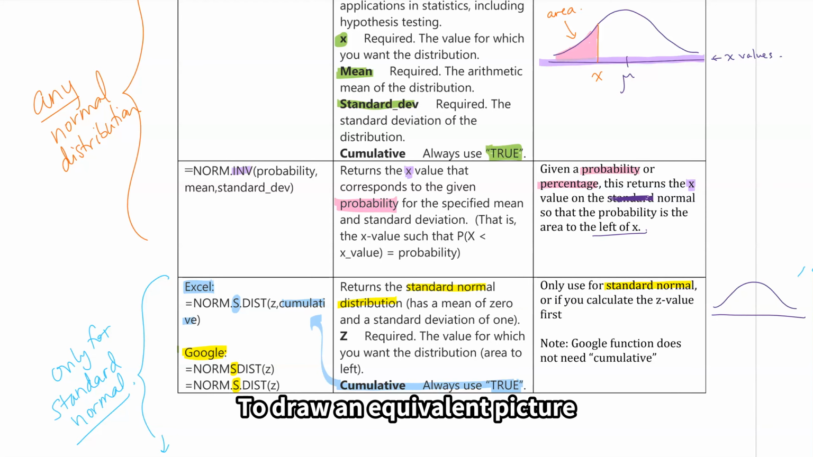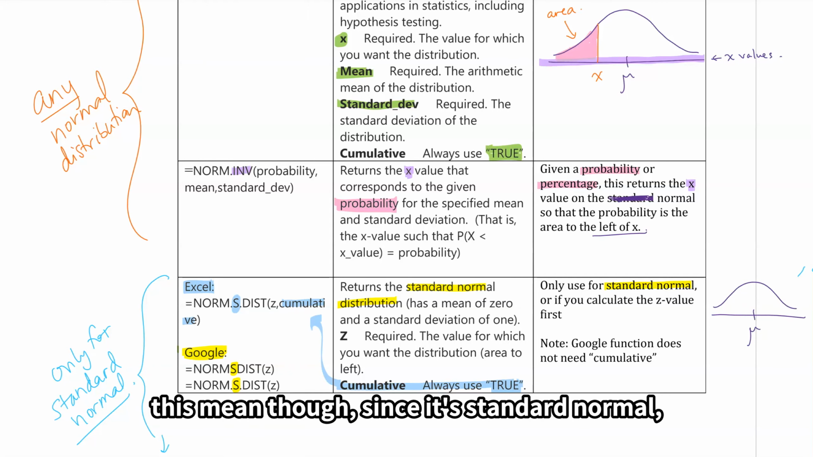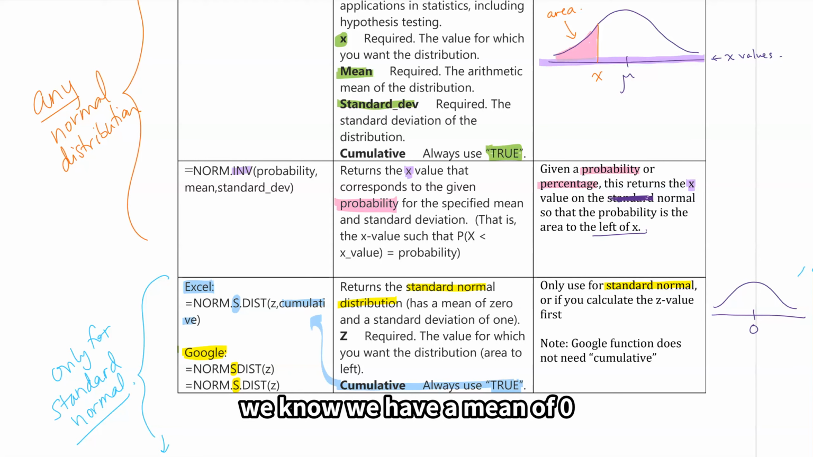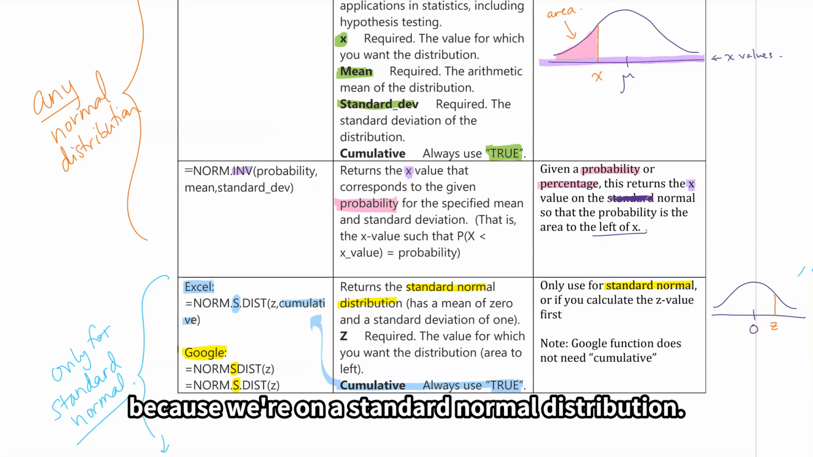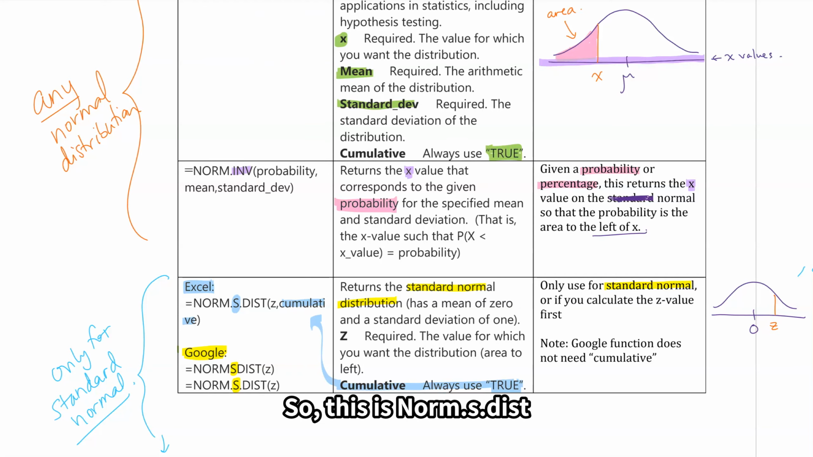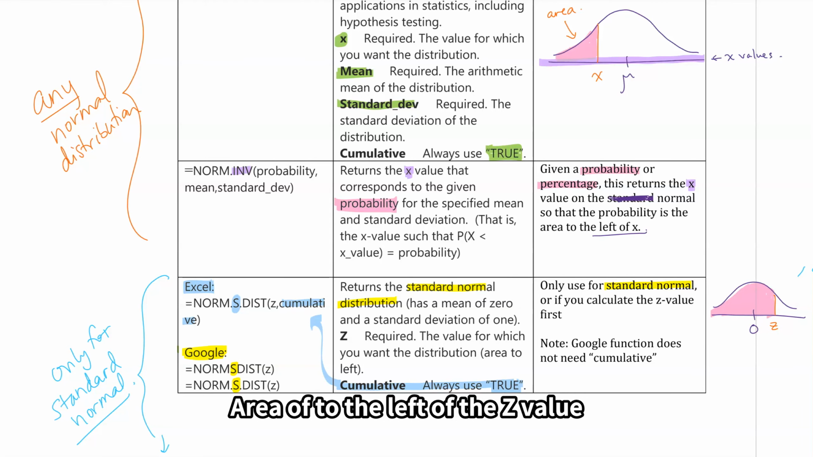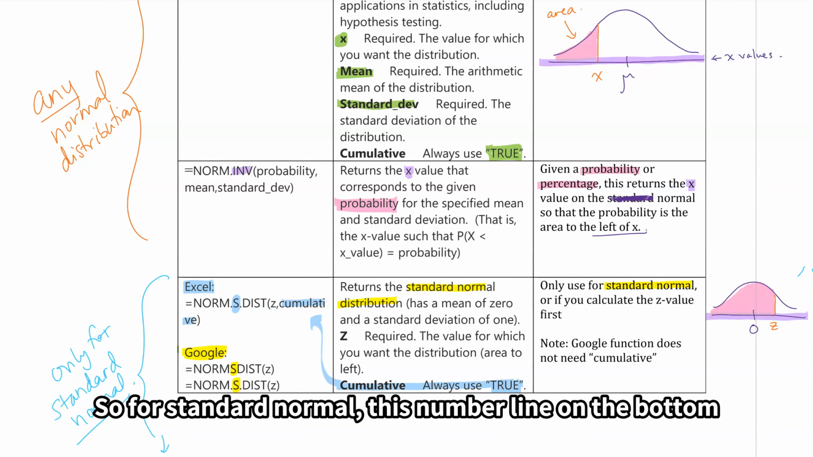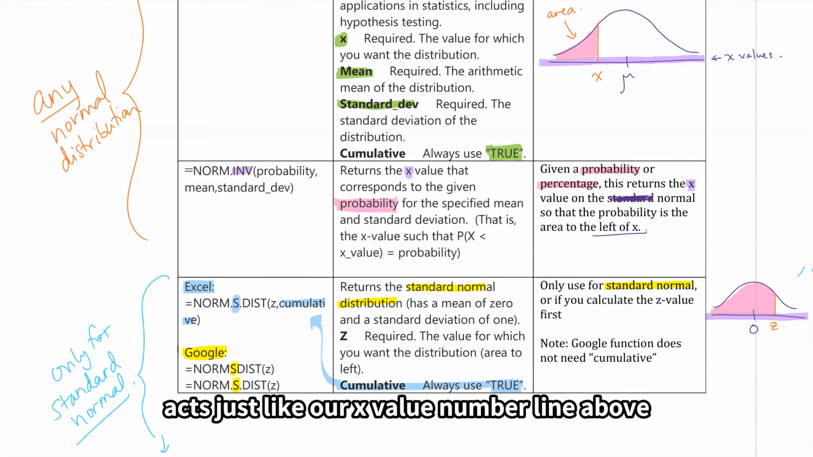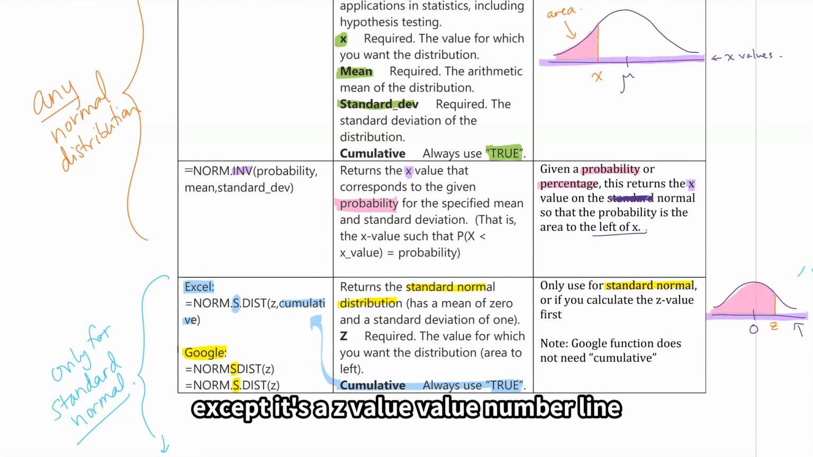To draw an equivalent picture, this mean, though, since it's standard normal, we know we have a mean of 0 and a standard deviation of 1. We know we have a z value because we're on a standard normal distribution, so this norm.s.dist is going to return the area to the left again, to the left of the z value that we give it. So for standard normal, this number line on the bottom acts just like our x value number line above, except it's a z value number line.